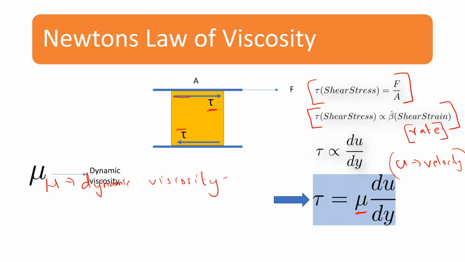This is called dynamic viscosity. So what is the unit of viscosity? So you know that tau is equal to mu into du by dy. So mu is equal to tau divided by du by dy. So let us take the dimensions here.